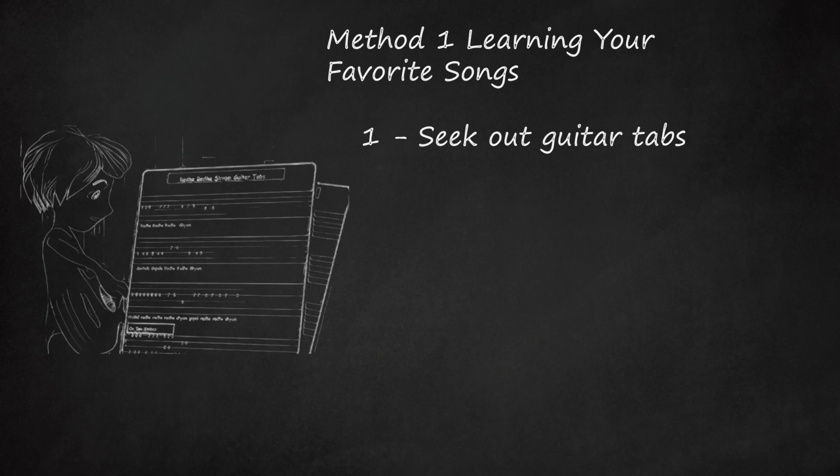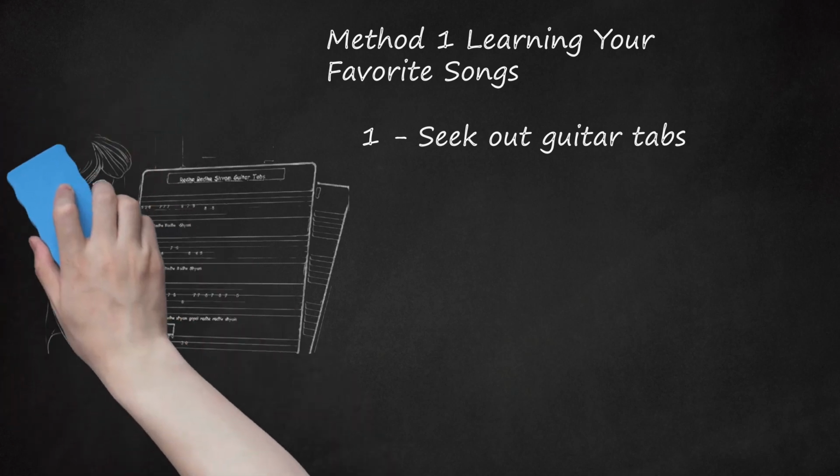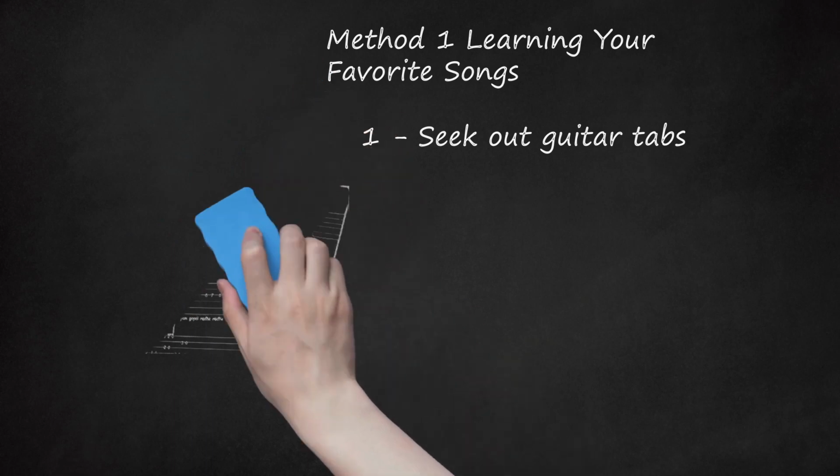To find popular tab sites, plug guitar tabs into your favorite search engine. If you already have a tune in mind, you could also search song name, guitar tab on that same search engine. If the song is relatively well known, dozens of options should come up. Try to choose one that is highly rated for accuracy, for instance, 5 stars or 100% ratings.